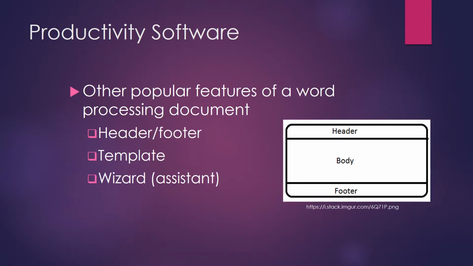Some other popular features of a word processing document include header and footer, template, and wizard or assistant. A header is text you want at the top of each page, whereas a footer is text you want at the bottom. A template is a document that contains the formatting necessary for a specific document type, and a wizard, or assistant, is an automated tool that helps you complete a task by asking you questions and then automatically performing actions based on your answers.